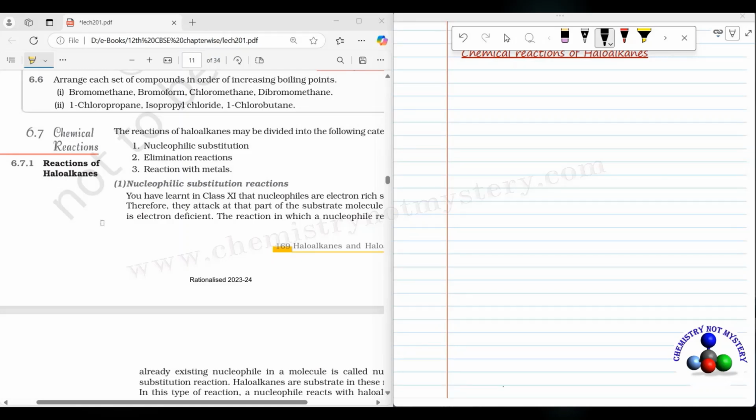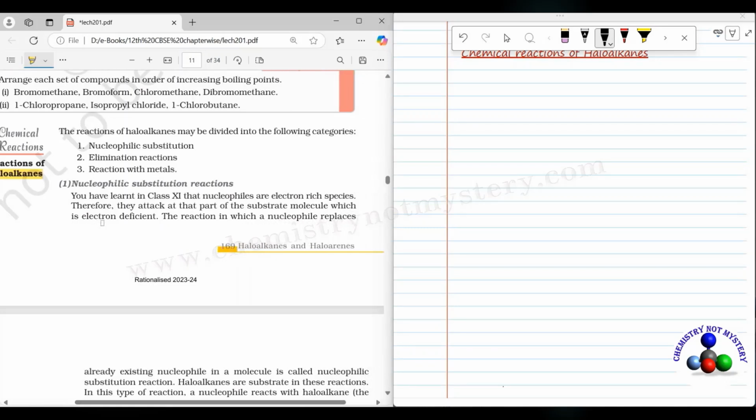Today we are going to discuss chemical reactions of haloalkanes. So let's read from the book. The reaction of haloalkanes may be divided into following categories: nucleophilic substitution, elimination, and reaction with metals. The first one is nucleophilic substitution reactions.